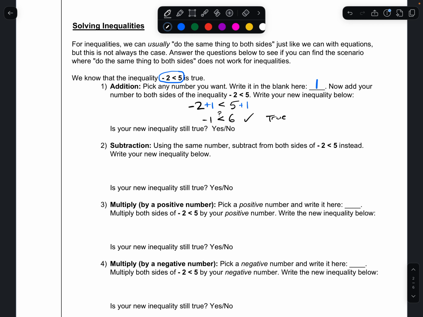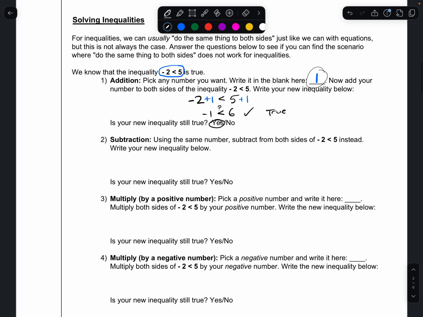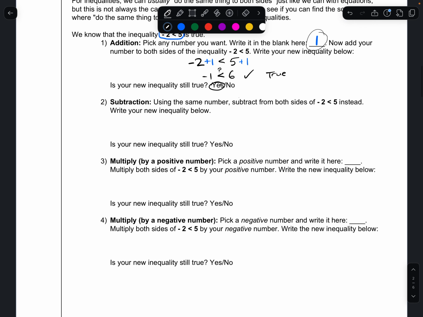It's true. And it turns out, this is not a proof, but no matter what number you picked here, you would still get a true statement. Yes, so we are allowed to add the same number to both sides of an inequality. Can we subtract? Let's use the same number. So again, I used 1, you use your number, but subtract it from both sides of the inequality. So our inequality was negative 2 is less than 5. I'm going to subtract 1 from both sides.